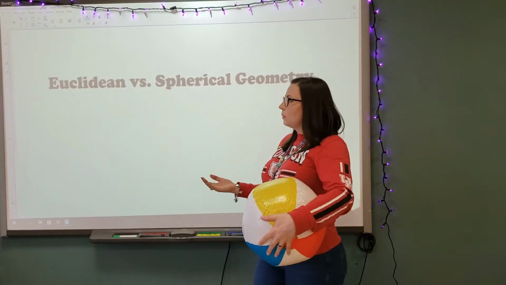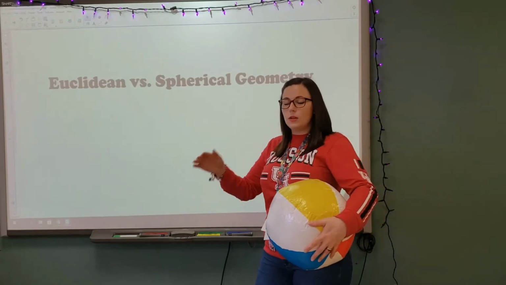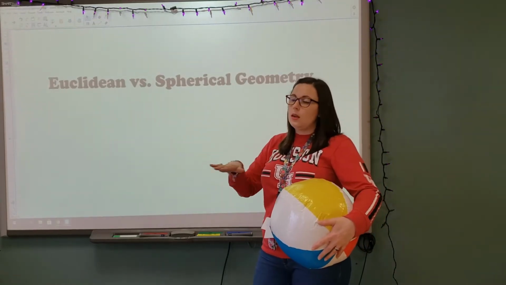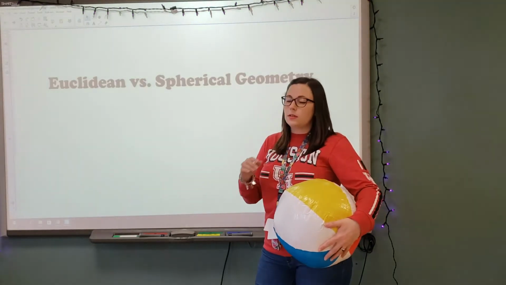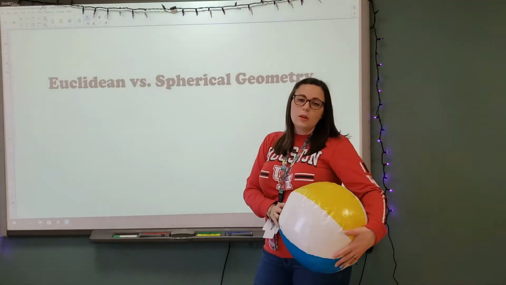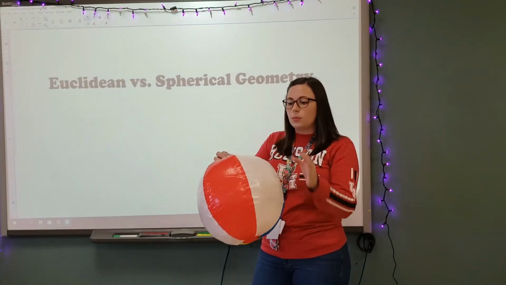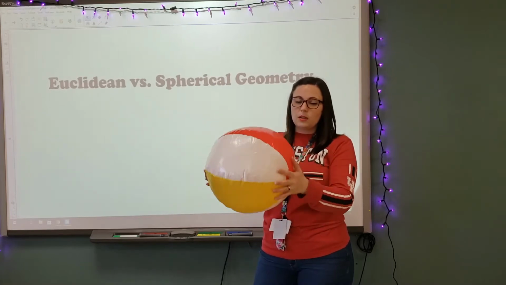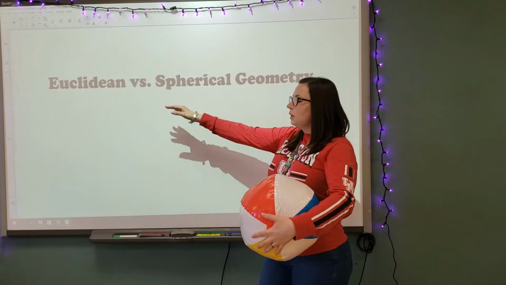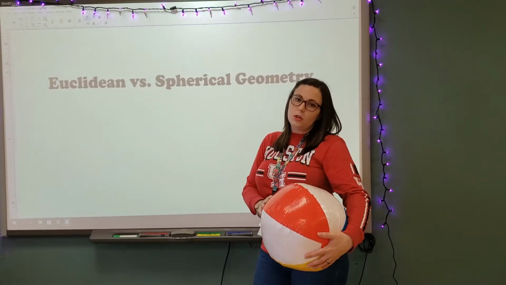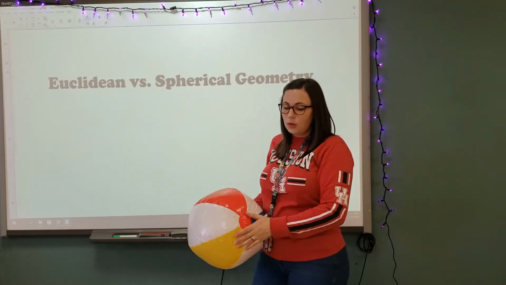Euclidean geometry is the geometry that we've been working with so far, and it is geometry that is done on a flat plane, like the board or your desk, so flat surfaces. Now, spherical geometry is the geometry that you find when you go to a surface that is shaped like a sphere, so I brought this beach ball to help us see the difference between the two. So Euclidean, flat, regular, normal geometry we've been doing. Spherical, things get a little bit different when you come to the sphere.